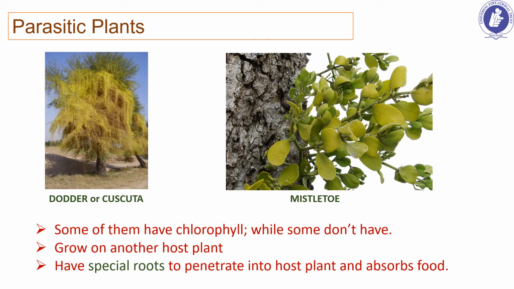So the first one, as we told, dodder or cuscuta, does not have chlorophyll, whereas mistletoe has chlorophyll. These two grow on another host plant, and these two have special roots with the help of which they are penetrating or going deeper into the host plant for absorbing food.